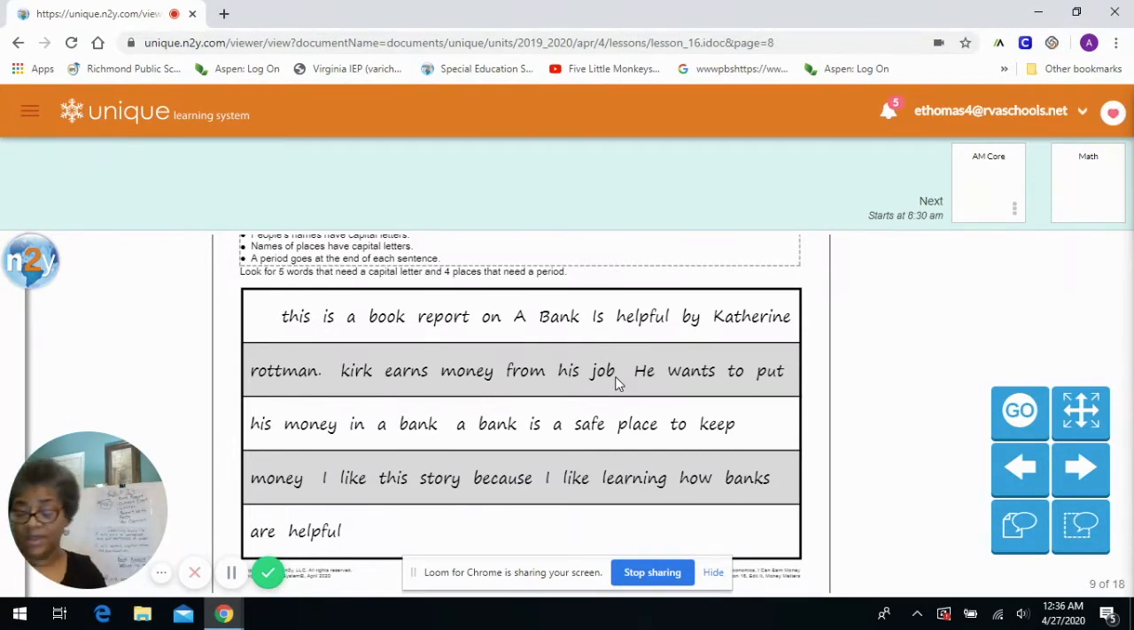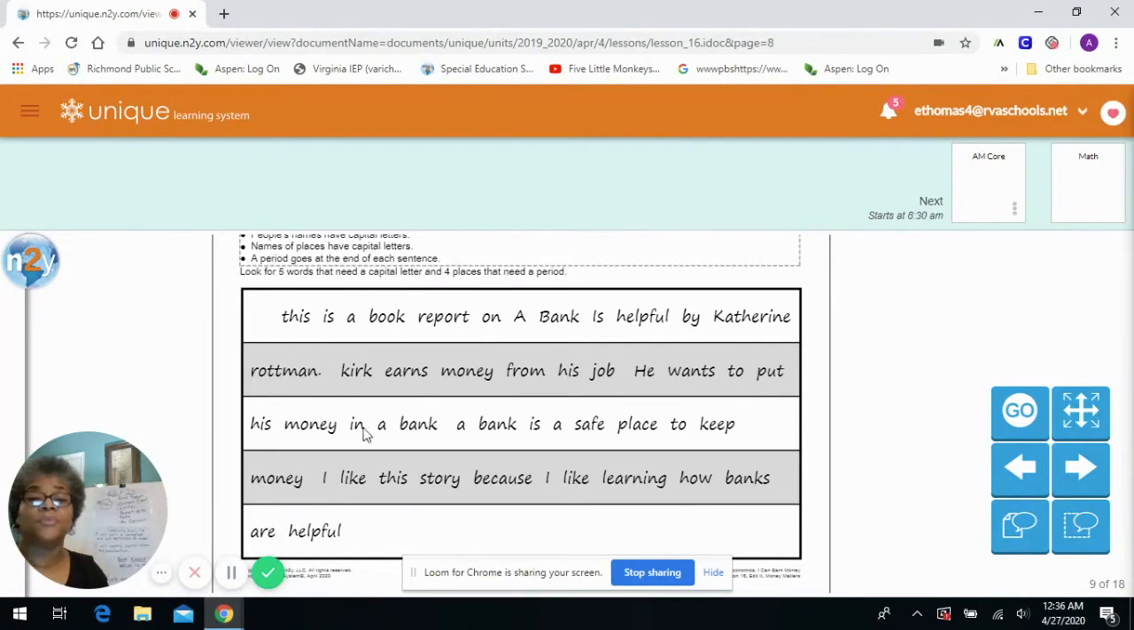Job. Now look, you have the word job and then right next to it, you have a capital letter. So that tells us that is a complete thought. So it's a complete thought that's at the end. We're going to put a period right behind that letter B in the word job.